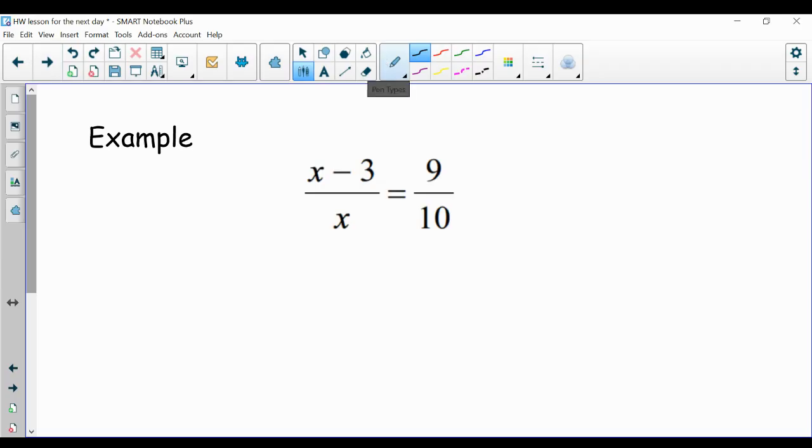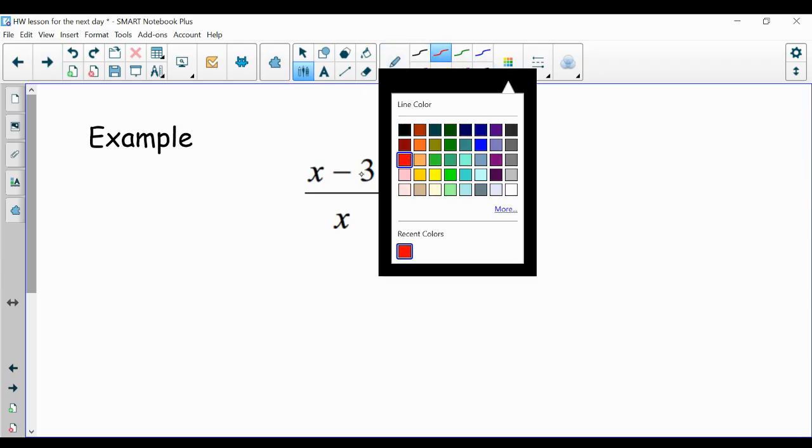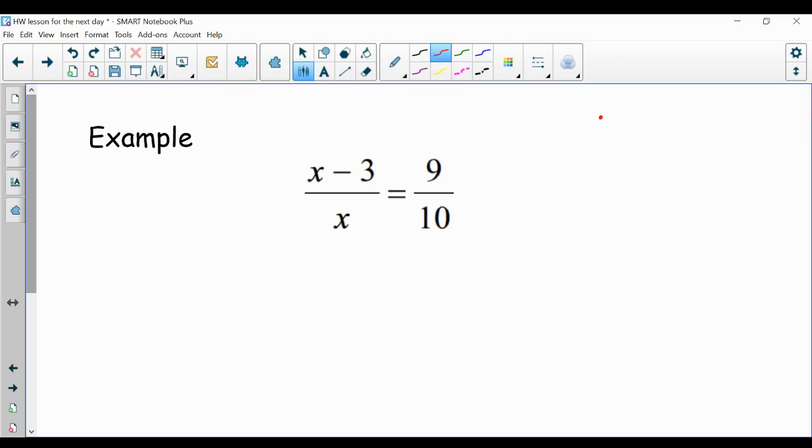Okay, I'm using red. Very, very important. Many people forget it. Every time you see two terms, like x minus 3, you use the parenthesis. If the bottom has x plus 4, x plus 10, or something, again, use parenthesis.